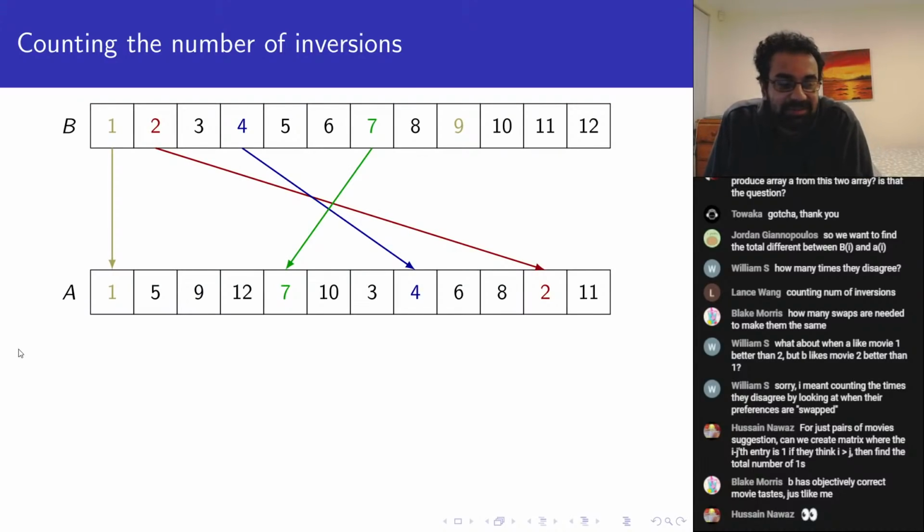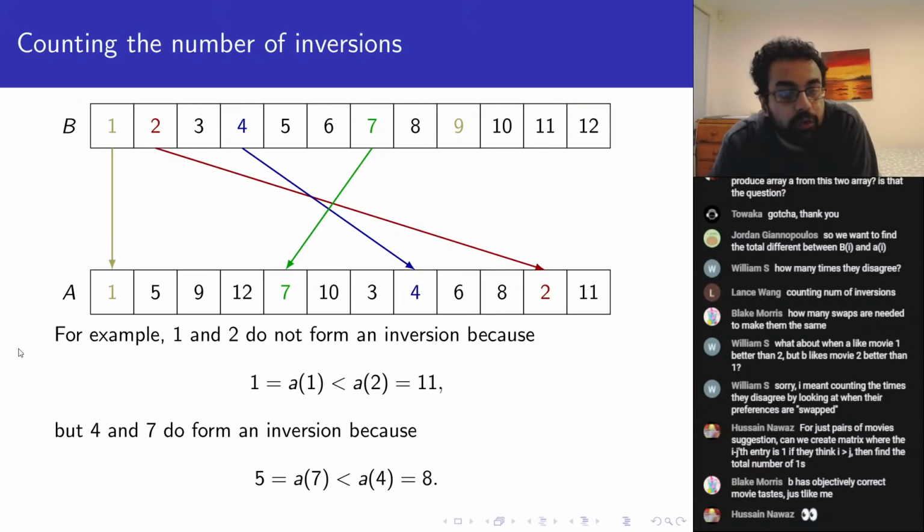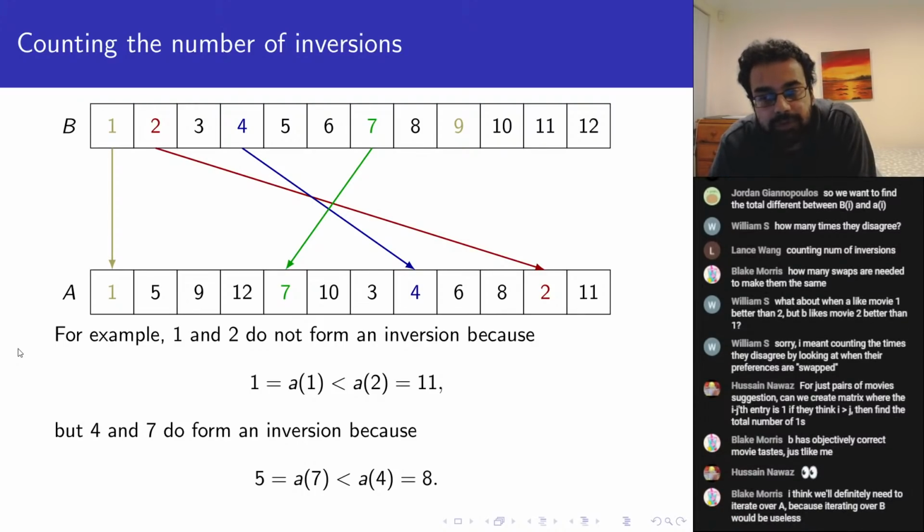Never mind. So let's have a look at some examples. Let's look at the gold and the red pair. So movies 1 and 2. By definition, B prefers movie 1 to movie 2. And A also prefers movie 1 to movie 2. Which means that movies 1 and 2 do not form an inversion. They're in the same order in both lists. On the other hand, movies 4 and 7 do form an inversion. They're in positions 4 and 7 respectively on B's list by definition. But on A's list, they're in positions 8 and 5. And that's out of order.